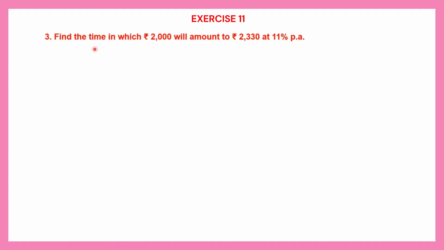Question 3. Find the time in which 2000 rupees will amount to 2330 at 11% per annum. So here what are we asked to find? We've been asked to find the time. What have we been given? So this is the principal. So the initial amount that you have is the principal. So let's write that down. So this is the principal.